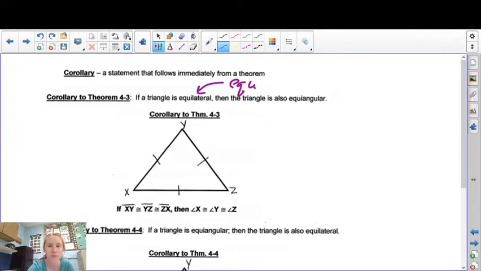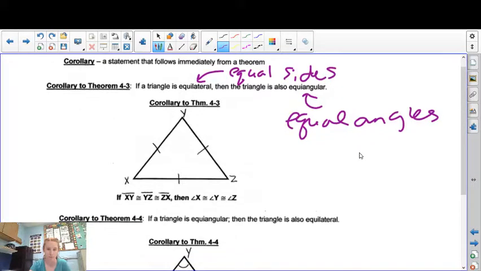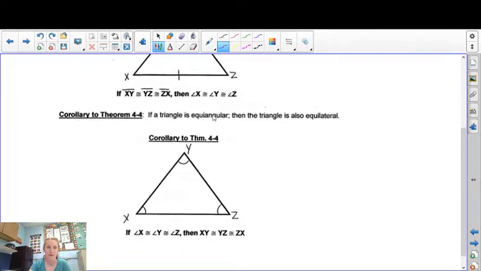Equilateral means equal sides. Equiangular means equal angles. So if all the sides are equal, all the angles are equal. Makes sense. If a triangle is equiangular, then it's also equilateral. So again, going backwards, if all the angles are equal, then the sides have to be equal.